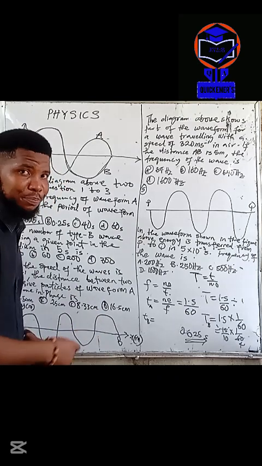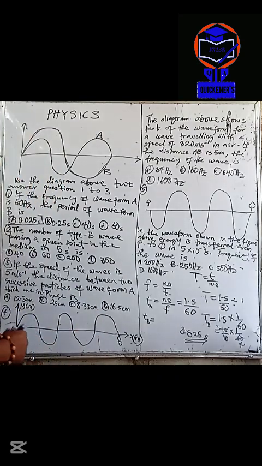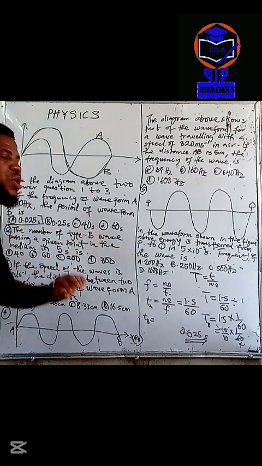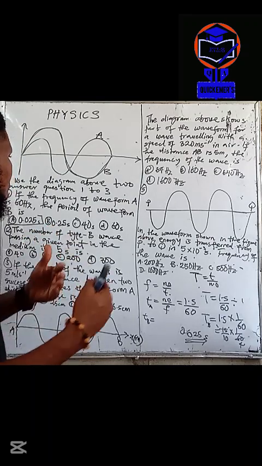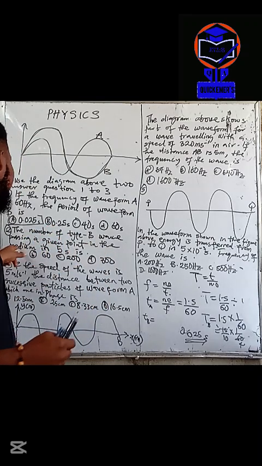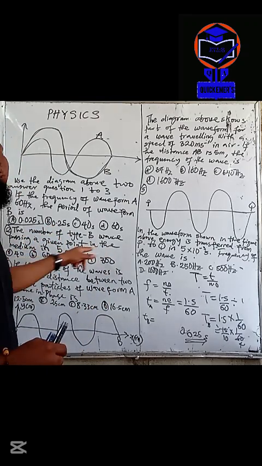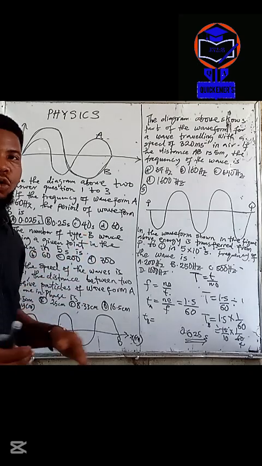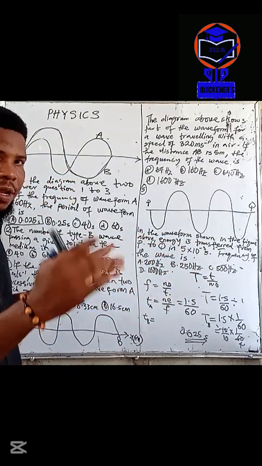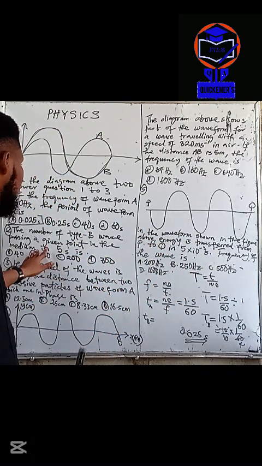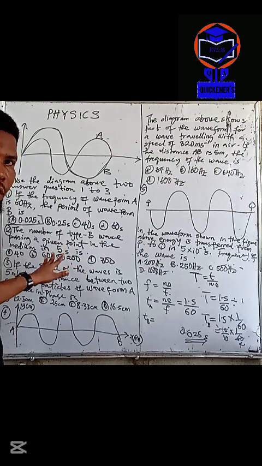So let's continue. Now we are in number 2. We're looking for the number of waves passing a given point in the medium in 5 seconds. So how many waves will pass through a point in 5 seconds? That's the simple explanation of this question.